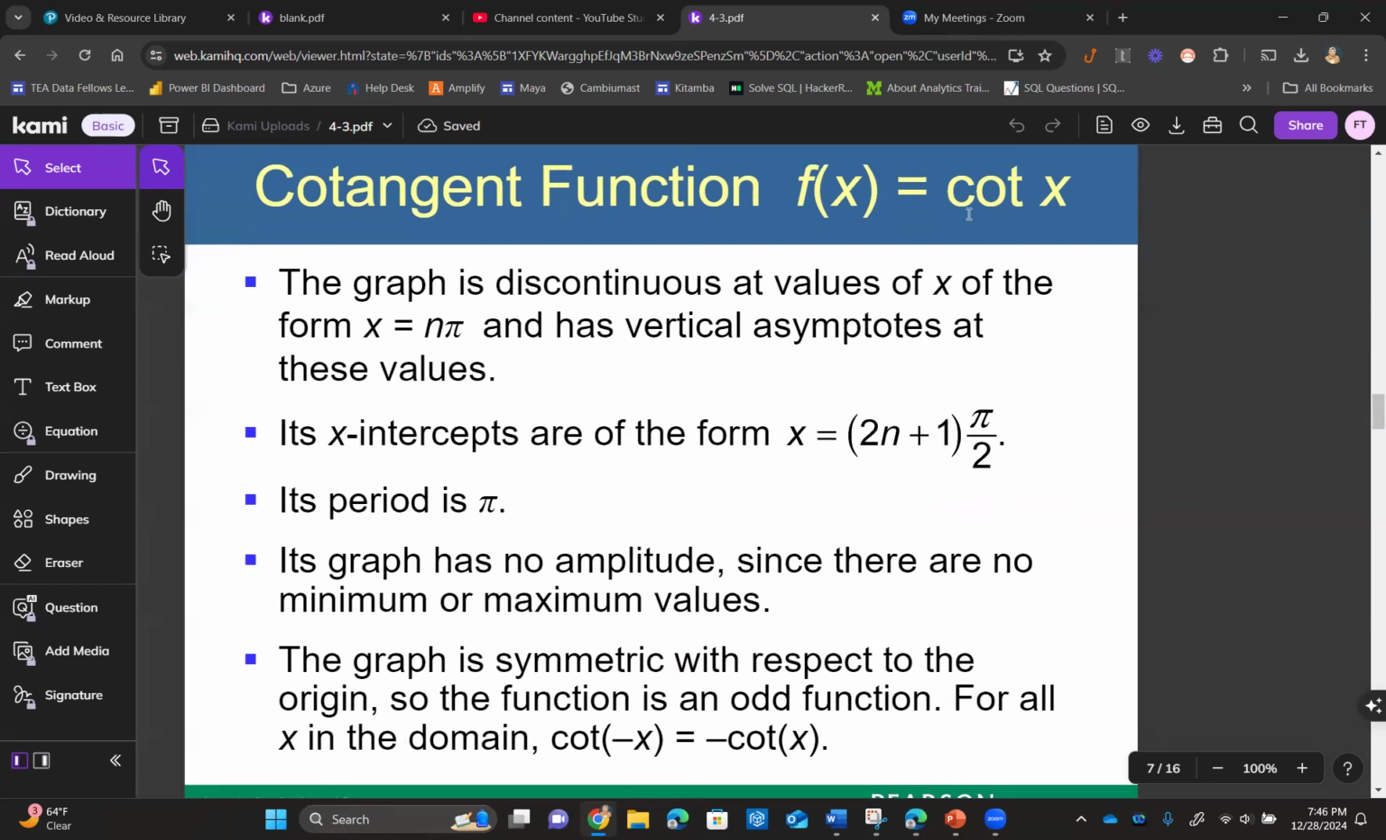So just like the tangent of x graph, the cotangent of x graph is discontinuous, and we're going to have a vertical asymptote every time we have an n pi. So 1 pi, 2 pi, 3 pi, 4 pi, they're all going to be vertical asymptotes. Its period is pi. The cotangent of x graph has no amplitude since there are no maximum and minimum points.